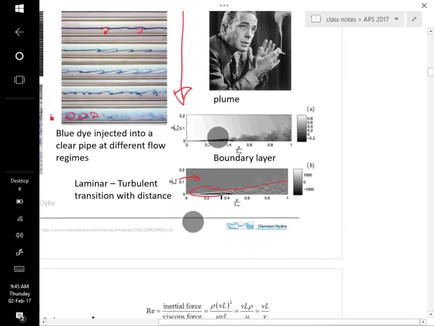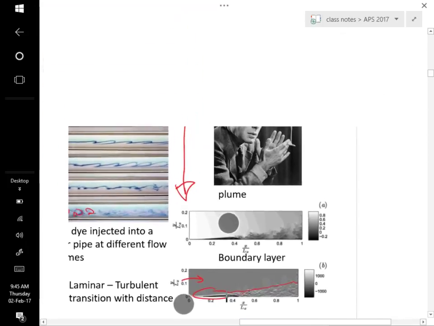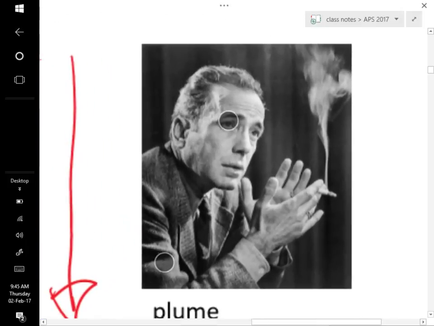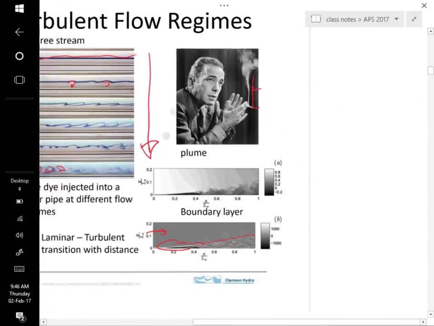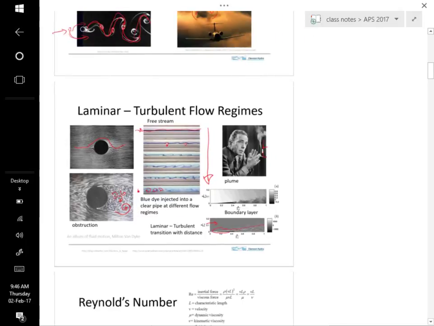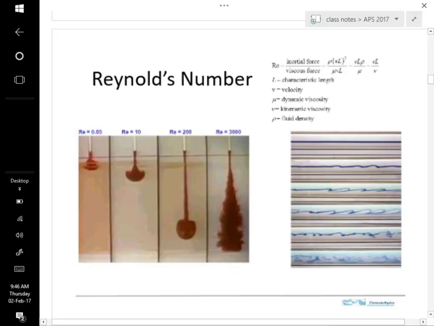Okay, so here we have turbulence increasing with the flow direction, increasing with distance downstream, and this plume here, Humphrey Bogart shot, is a similar kind of thing where the plume is rising off the cigarette, and we've got laminar conditions here for a while, but then with increasing distance the effects of turbulence increases. And so we'll use the Reynolds number to characterize this, and we saw this last time I believe.